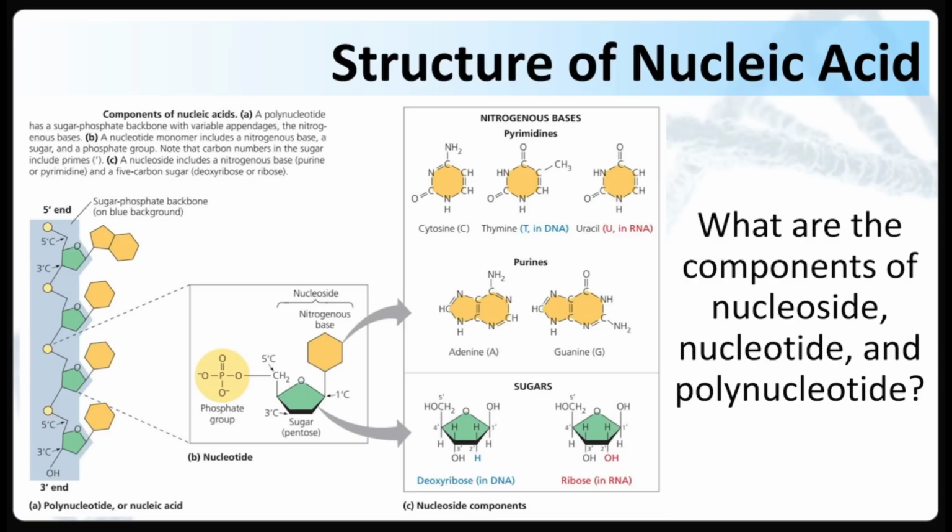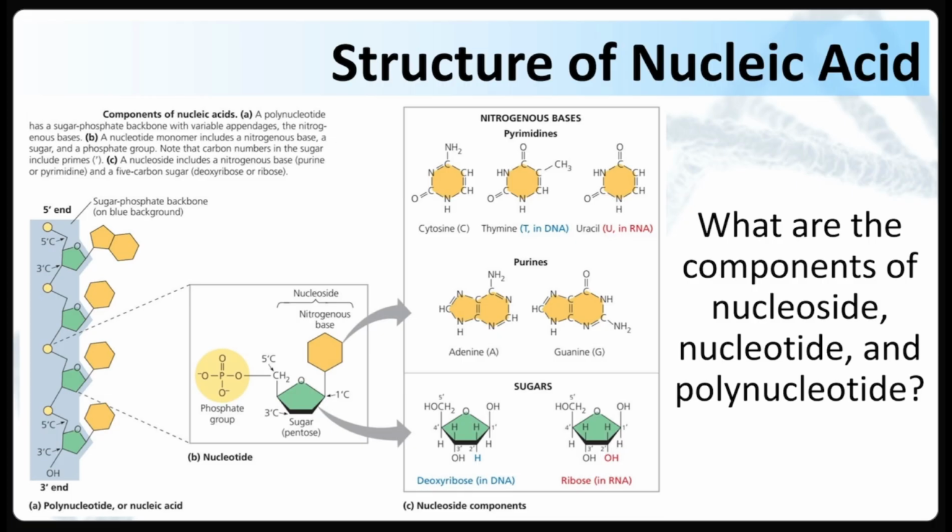Now, what are the differences in components of nucleoside, nucleotide, and polynucleotide? When we say nucleoside, it is made up of only two parts. Take note of that. Nucleoside is made up of only two parts: a nitrogenous base attached to a 5-carbon sugar. Please feel free to pause the video so you can follow. Nucleoside is made up of two parts, a nitrogenous base attached to a 5-carbon sugar.